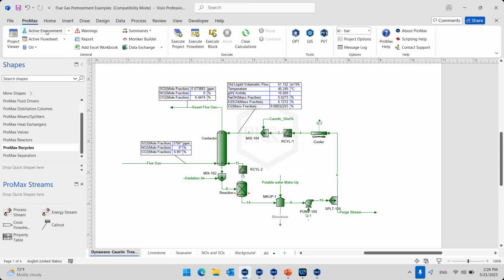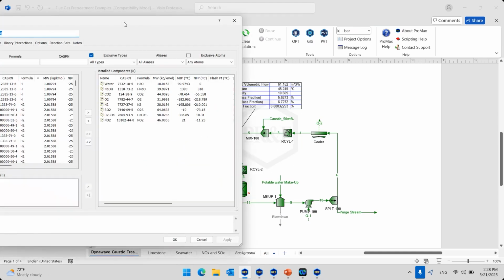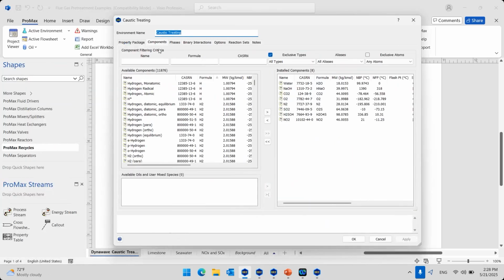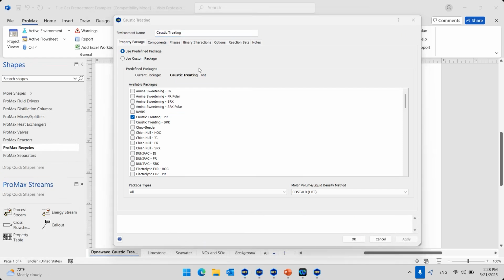If I go to the active environment and then to the property package, right now the package I'm using is called caustic treating PR. You might be wondering what that actually is. If I hover over it, this small window appears, and you can see that for the aqueous liquid, it's using a caustic treating package. And again, you might be wondering what that is.